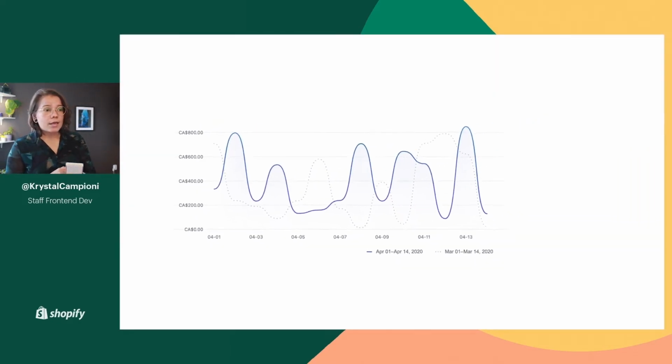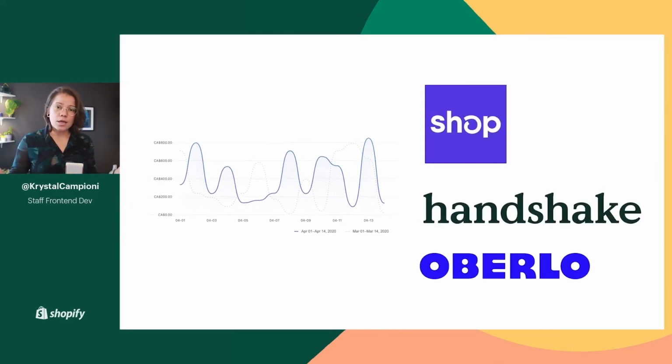We also had built-in support for themes. We want the library to be open source soon, so of course we want the library to be flexible enough so that other brands can use it. And even inside of Shopify, we have other Shopify brands like Shop, Handshake, and Oberlo that do use different visual identities, and we want to have support for that.